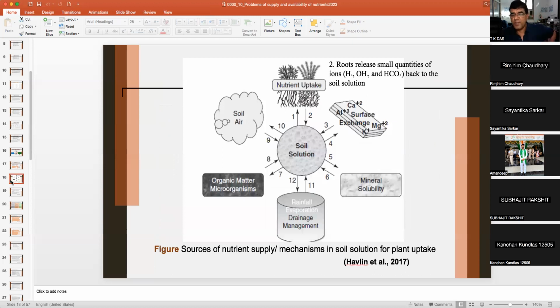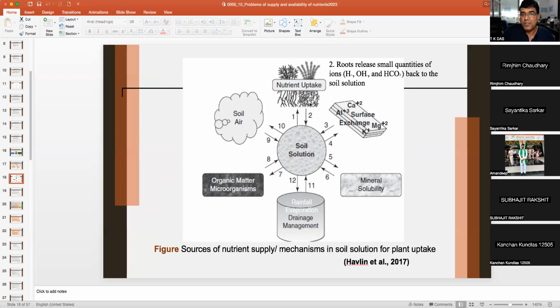Now you see this picture, a very interesting picture, and you can see a soil solution in the center, and you will find numbers 1, 2, 3, 4, 5. It is very easy to explain and understand this picture. First of all, come to number 1. Here nutrient uptake is there. So soil solution will get depleted in the nutrient. And then you see number two. Number two is uptake of the nutrients by the plant.